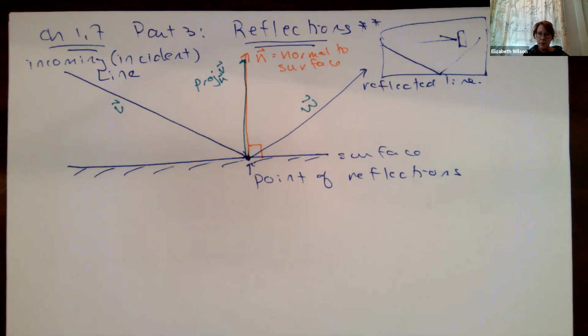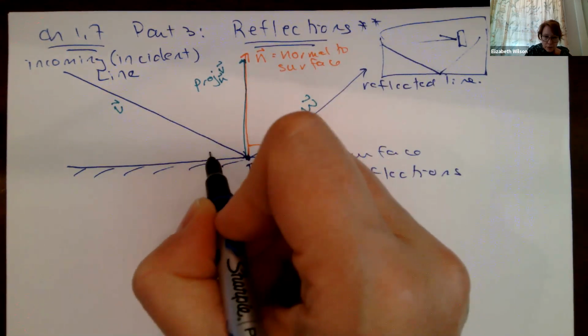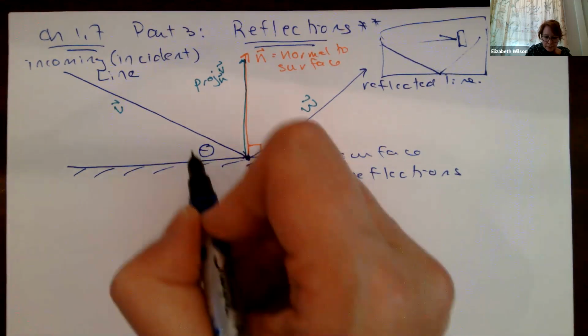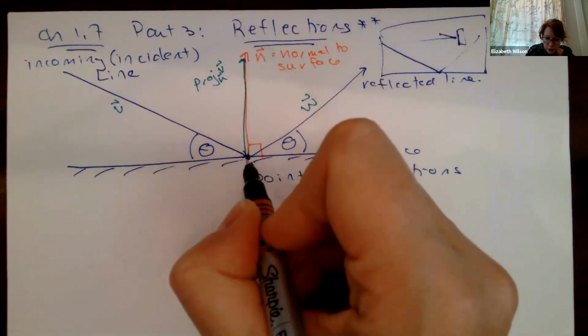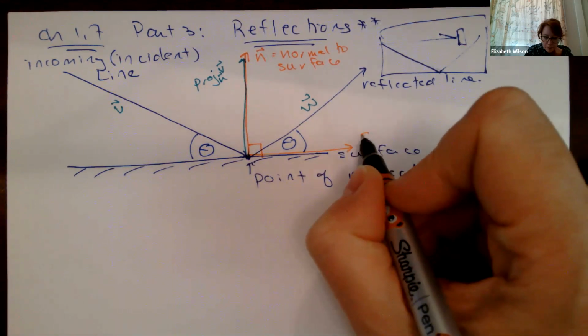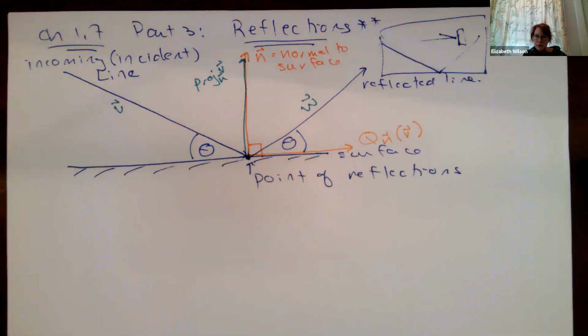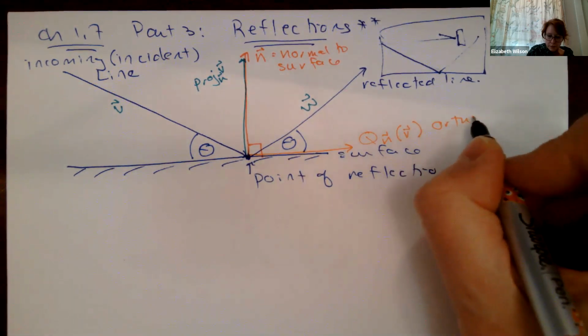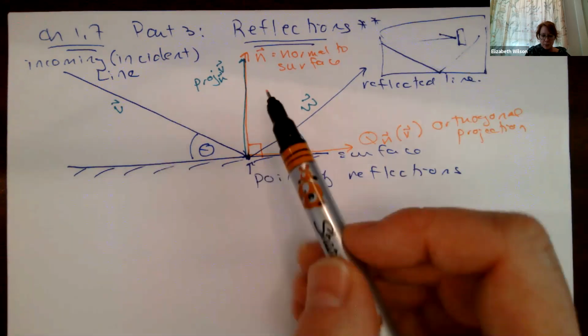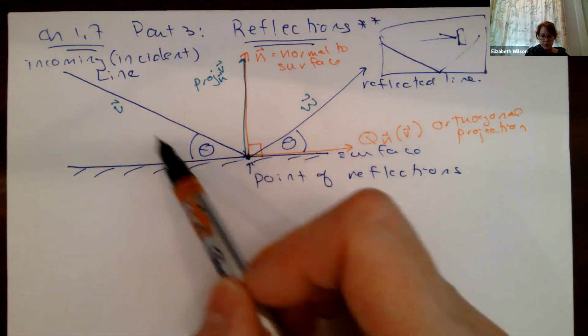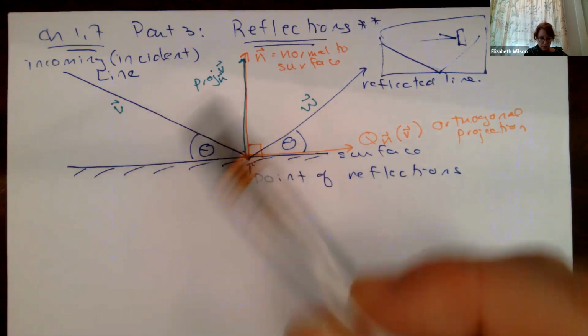Also, something I want you to think about is that the angle coming in is the same as the angle going out. My incident line angle is the same as my reflected line angle. It's an important concept, and we're going to talk about how we figure this out as we go. This is our normal. This is our projection. Remember, this here was our orthogonal to the projection. So this is our orthogonal. Remember how we calculated these: the incoming minus the projection gives us the orthogonal.